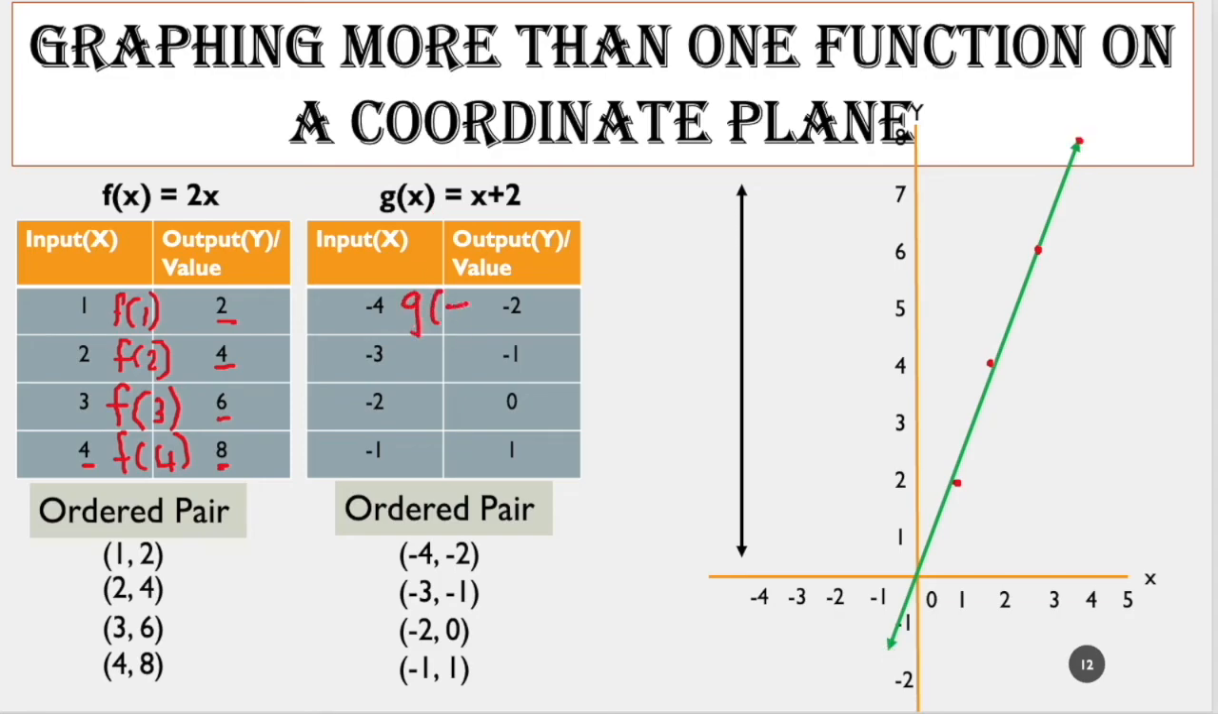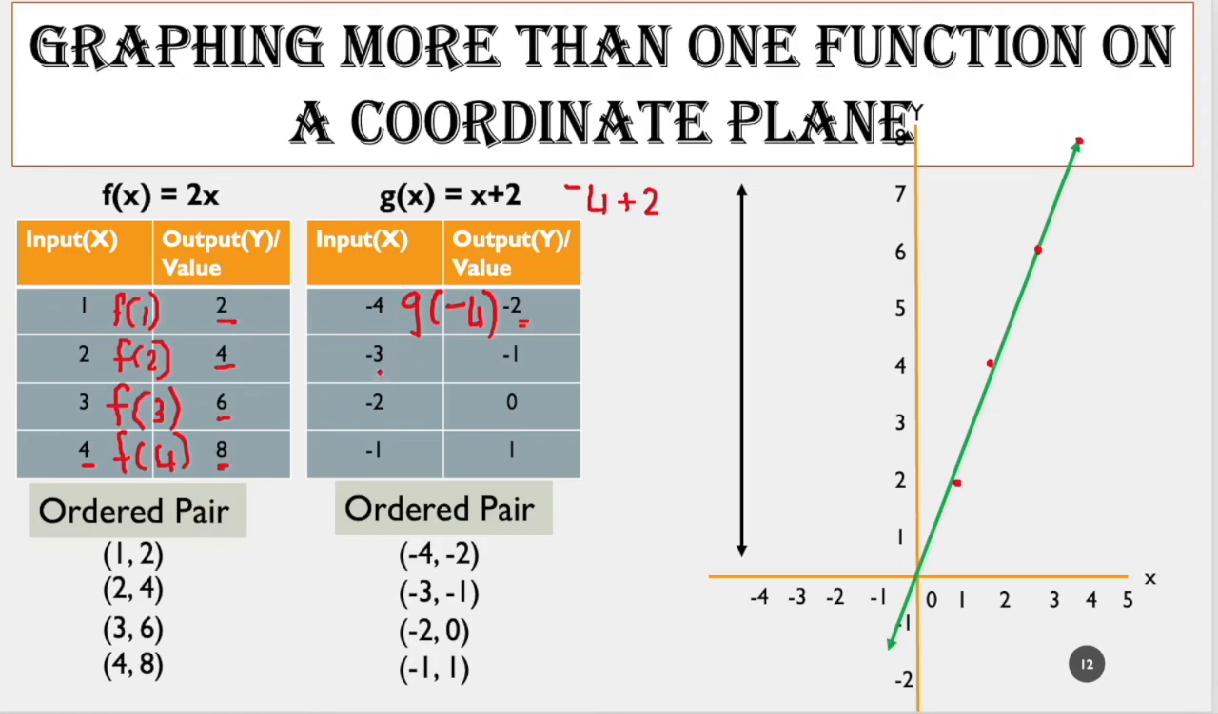G of negative 4. So wherever you see x, you input the value negative 4. So what would be the value of this function when you input negative 4? So that would be negative 4 plus 2, which is negative 2.